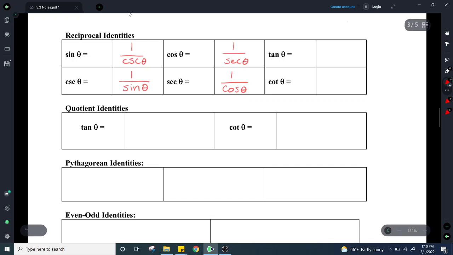All right, and then tangent is the reciprocal of cotangent. So tangent can be written as 1 over the cotangent should we need that. And then likewise, cotangent can be written as 1 over tangent of theta.